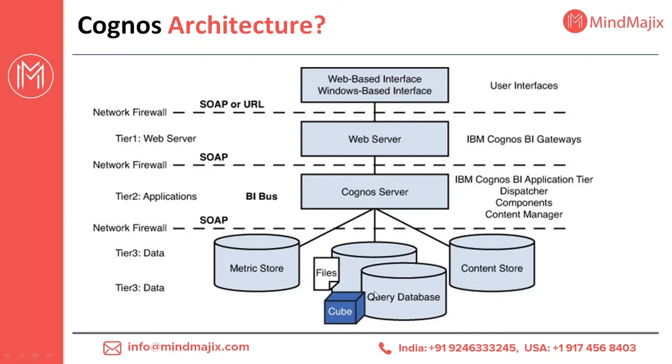And these are all the query databases and cubes. Our Cognos server will accept a file system, a database system, a cube system, or a metric store system. It will accept these many types of data sources, and we will have a separate database for the entire content of my reports. So it is very easy to maintain all our Cognos reports for a big enterprise level.